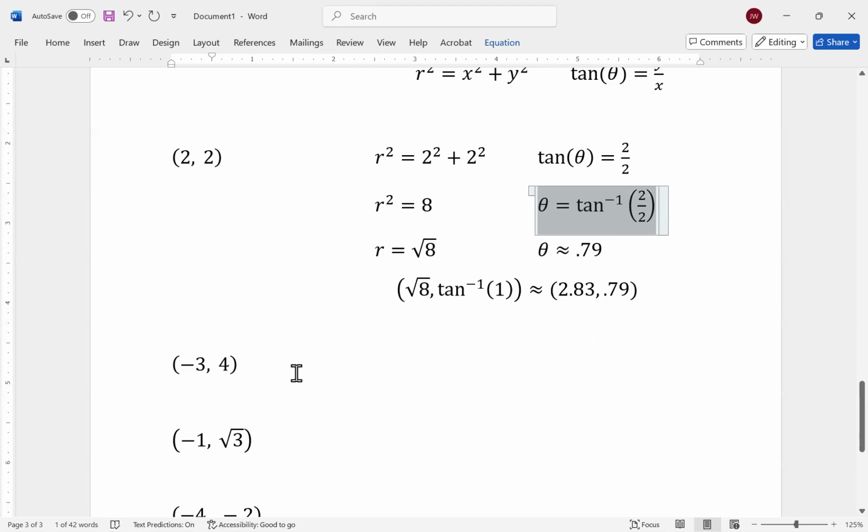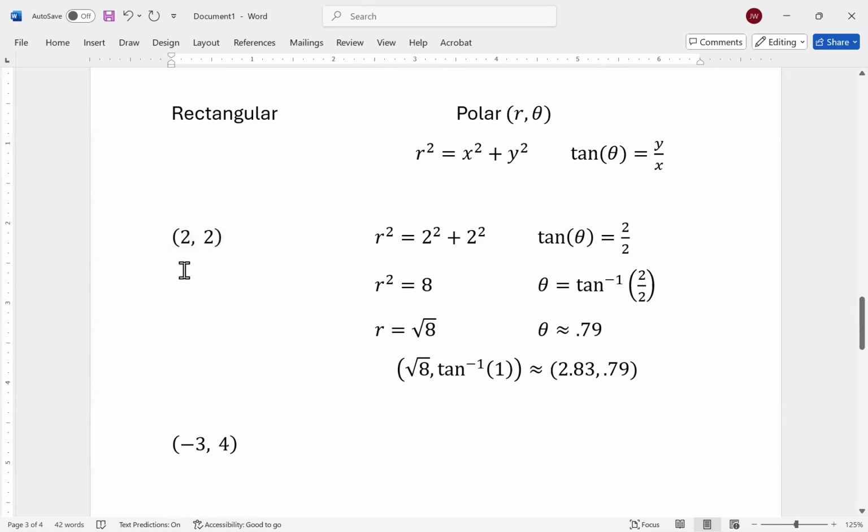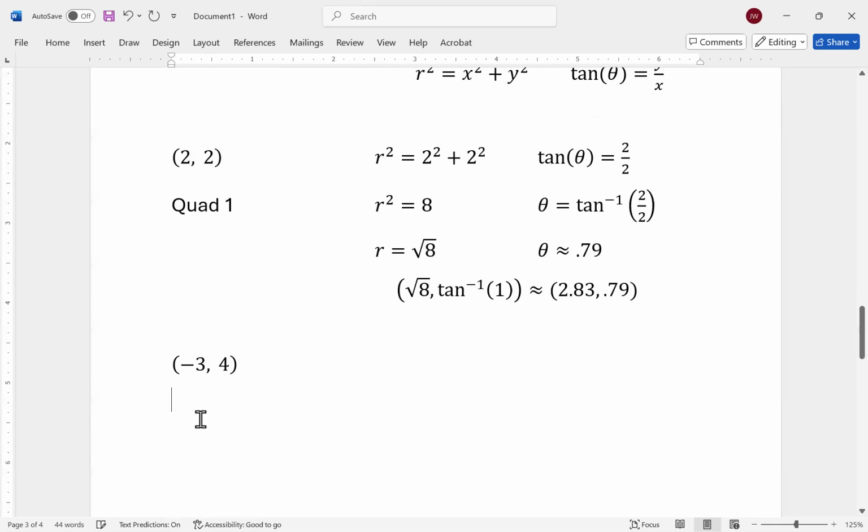In order to show what's going on, let's do the next example. In the next example, we have a point in the second quadrant. This is quadrant 1. This is in quadrant 2. The r is going to be calculated the exact same. R squared is equal to x squared plus y squared. X here is -3, Y here is 4. So we get 9 plus 16. Square root of 25 is 5.